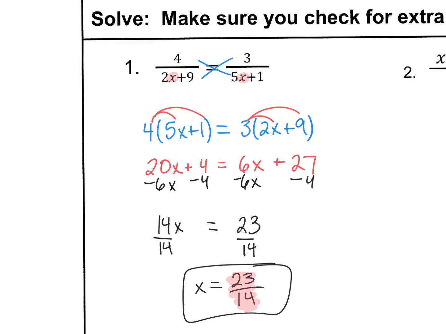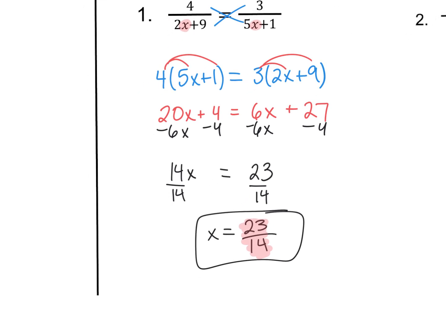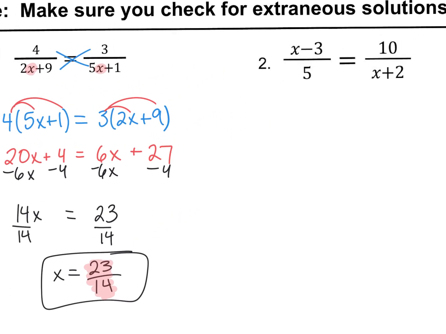So if I plug 23 over 14 into either one of those original denominators, neither one of those goes to 0. So this is a good answer. I don't need to cross it off. What questions do you have? Are we good with that? Okay. Next one is very similar.